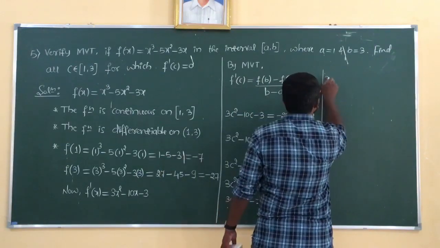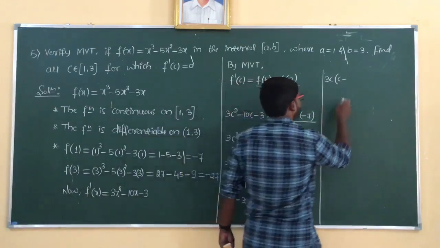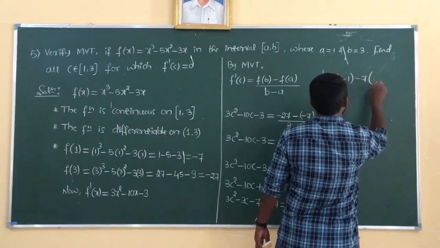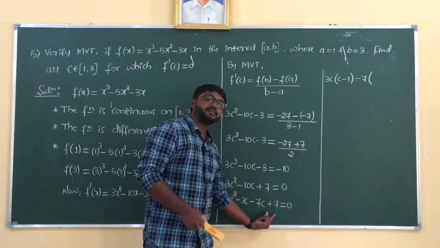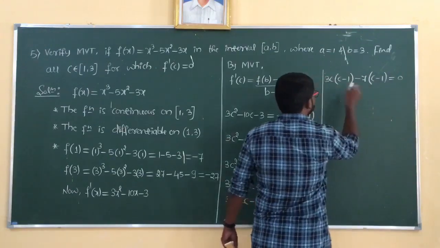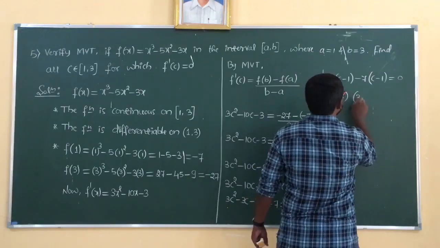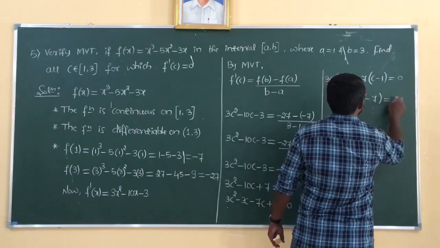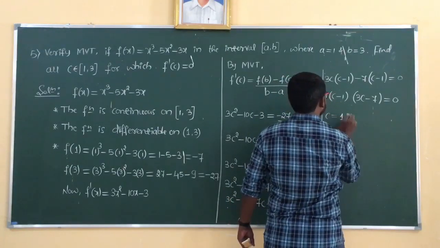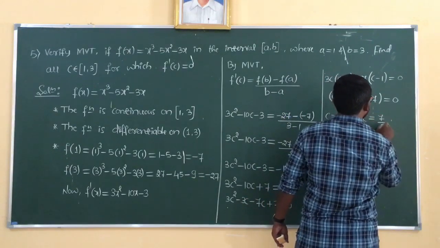We get 3c as a common term, so c minus 1. Then here I take minus 7 common in these two, and we get c minus 1, which is equal to 0. So this can be written as c minus 1 into 3c minus 7, which is equal to 0. So from this c is equal to 1, and from this c is equal to 7 divided by 3.